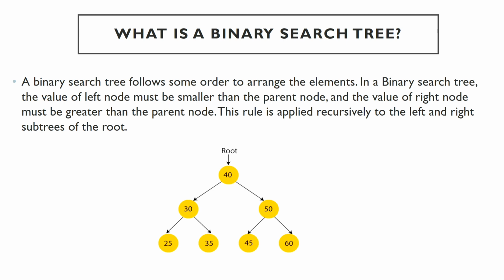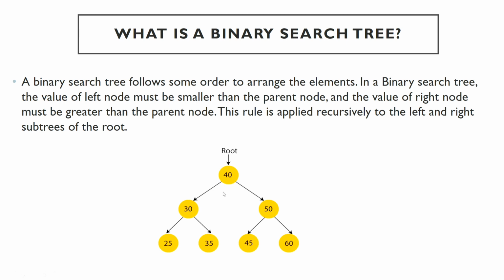Now, what is a binary search tree? A binary search tree follows some order to arrange the elements. In a binary search tree, the value of the left node must be smaller than the parent node, and the value of the right node must be greater than the parent node. This rule is applied recursively to the left and right subtrees of the root. Let's understand the concept with an example.